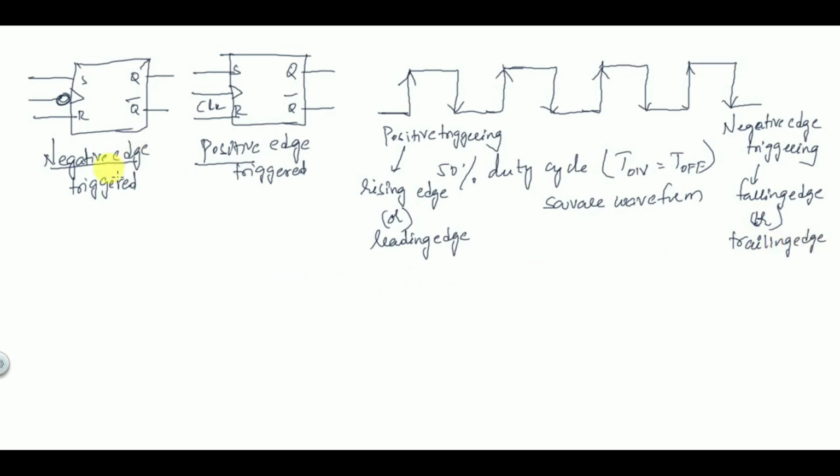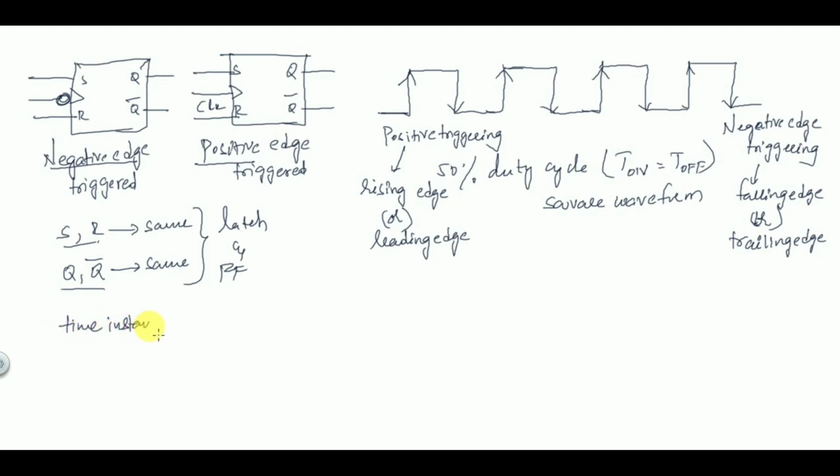Okay, so as I have told you, when S and R inputs are the same, then Q and Q bar, that is the outputs, are also the same in the case of latch and flip-flop. So in latch and flip-flop there is no change. If the inputs are the same, then the outputs are also the same, but the change is only with respect to the time where it changes its output. So the difference exists in the time instance where it changes its output.